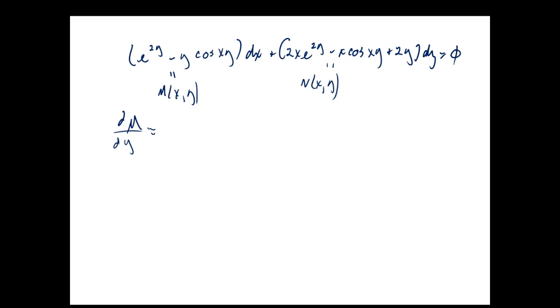Second? Okay, you certainly have an e to the 2y in it with a 2 in front, chain rule. Okay, that's the first one.